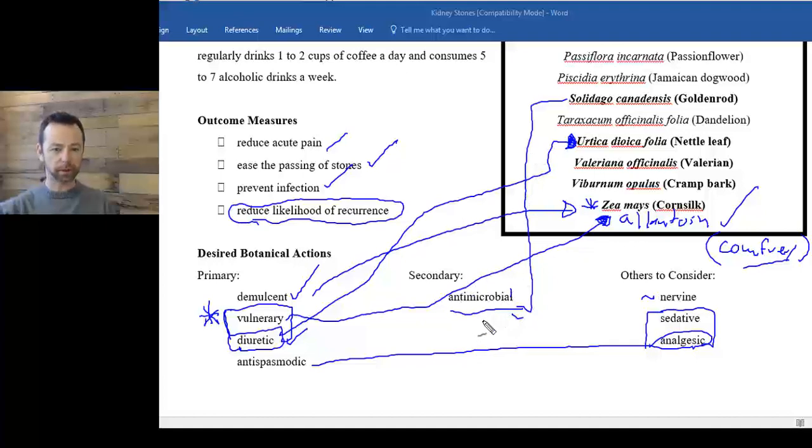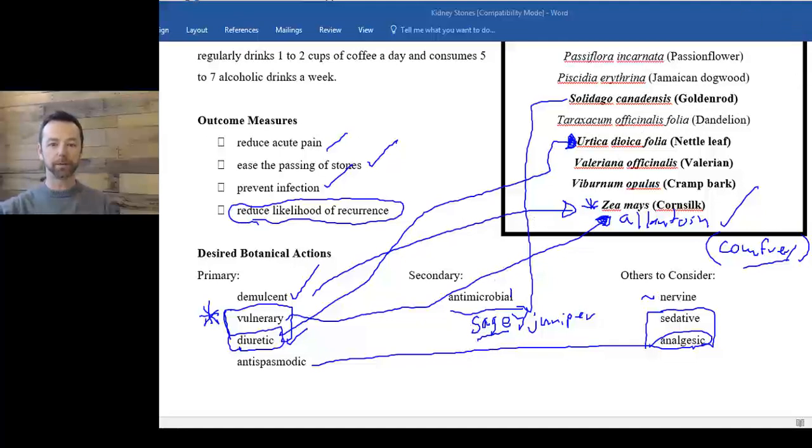I don't believe it's on our list, but sage, if you want to go stronger, and if you really want to go strong, you go with juniper. But what's the problem with juniper? Juniper irritates the kidneys. It's part of how it works. And that may actually, I don't think it'll worsen the stones, but it may be a little bit injurious to kidneys that are already struggling. Maybe? Hard to say. But sage would be my choice if you wanted to add a stronger antimicrobial action.